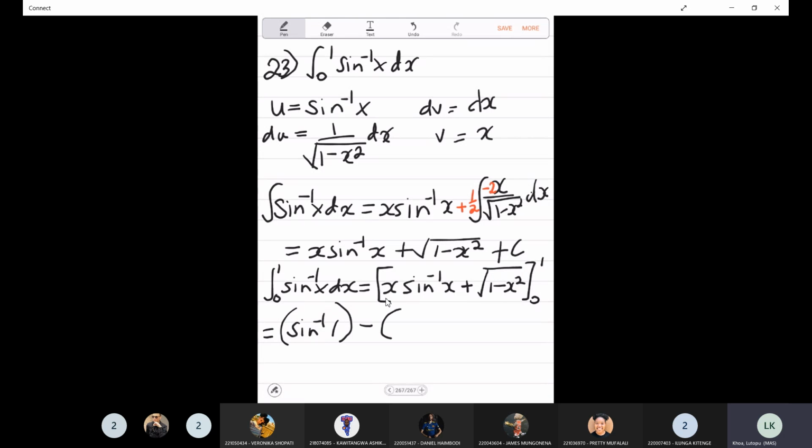And then for the second one, when we substitute 0, this is 0, and then 1 minus 0 is just the square root of 1, which is 1. So I don't even need these brackets here. So sine inverse of 1 minus 1, this will give us pi over 2 minus 1. So the calculator is in radians here.